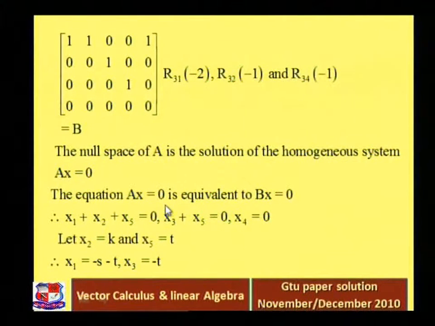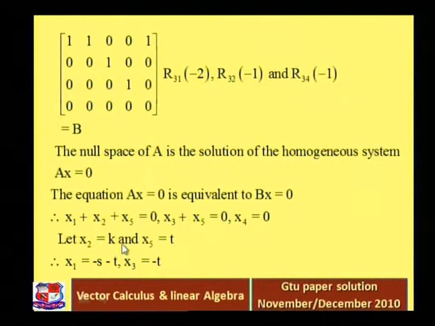The equation Ax is equal to 0 is equivalent to Bx is equal to 0, and that's why from this reduced row echelon form matrix we are getting these equations: x1 plus x2 plus x5 is equal to 0, x3 plus x5 is equal to 0, and then x4 is equal to 0.